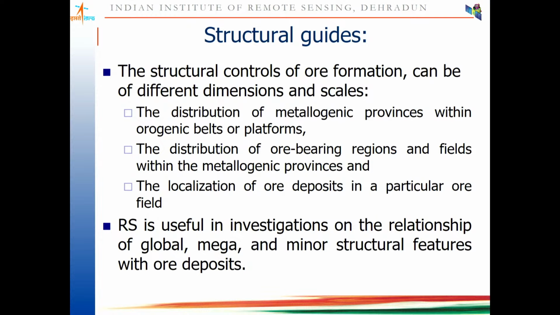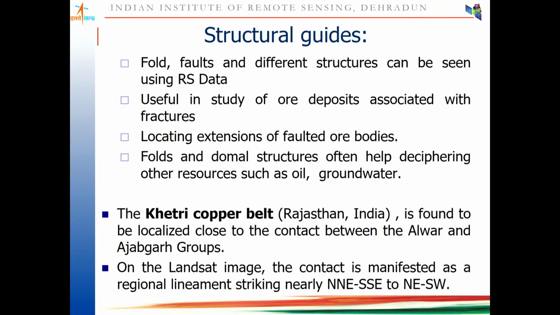Some metallogenic provinces, they are orogenic belts or platforms, and their distribution depends on where the ore-bearing regions and fields within the metallogenic provinces are. Then there is the localization of ore deposits in a particular ore field, and here remote sensing is very useful because the minor structural features in ore deposits can be seen very nicely.